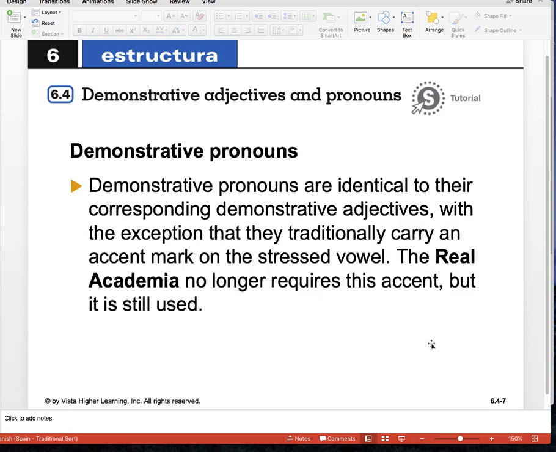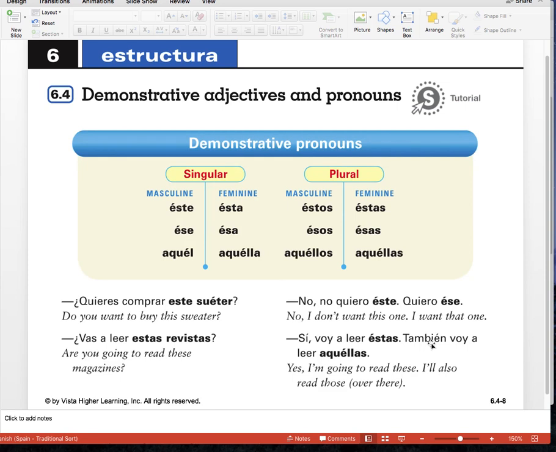So demonstrative pronouns are identical to their corresponding demonstrative adjectives. So pronouns, again, is when the noun is not present, right? The only exception is they traditionally have an accent mark on the stressed vowel. But recently, the Real Academia, which is sort of the authority on Spanish rules, no longer requires the accent, but it's still often used. So you'll see it quite a bit here, right?